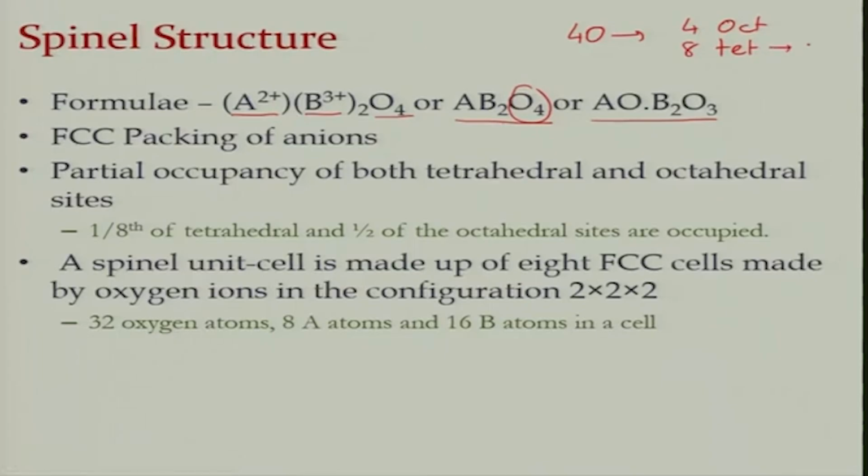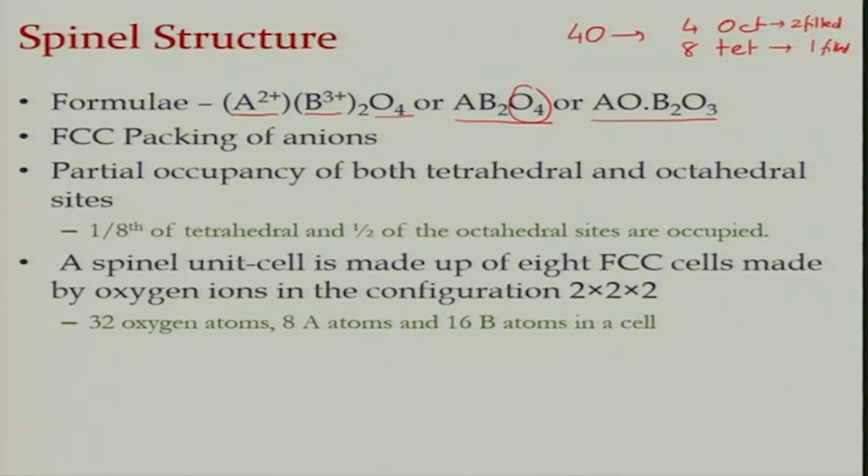So which means out of 8 only 1 is filled, and out of 4 basically 2 are filled. Okay. So depending upon how cations arrange themselves in these interstices, it could be normal or inverse, but the filling pattern is 1/8 of tetrahedral sites and half the octahedral sites are filled, which make up 3 cations that are present in the formula.